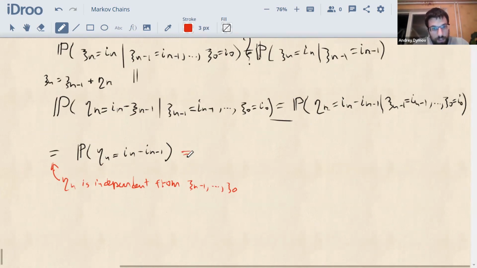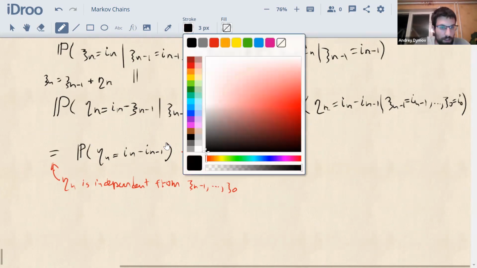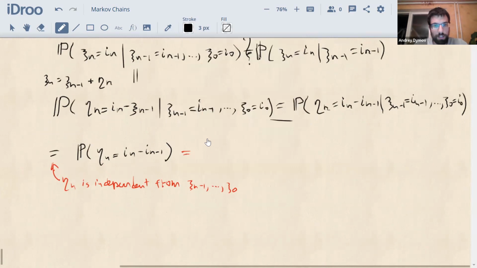But well, then this probability, what is this? This is just P if i_n minus i_{n-1} is 1, right?